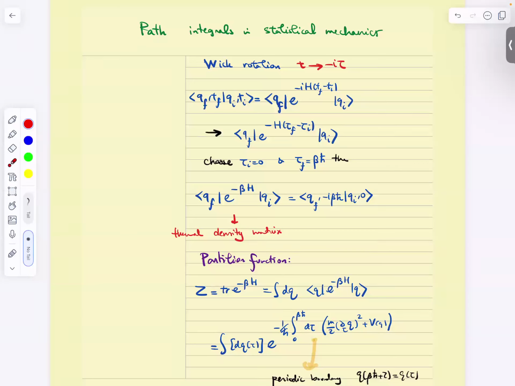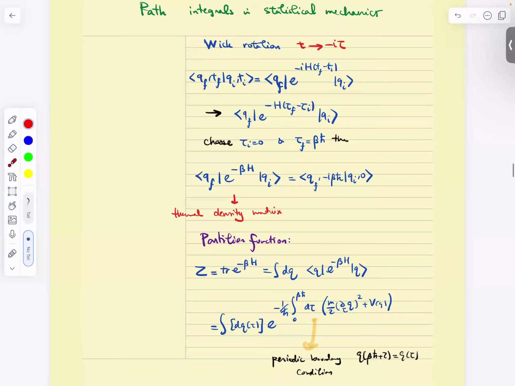Does anyone know a name for this in statistical physics? It's called the transition matrix. It becomes the partition function if you look at the diagonal elements of this and integrate over them. That becomes the trace of e to minus delta tau H. It's a partition function when you put this in. Anyway, let's skip this. I had more discussion of this.